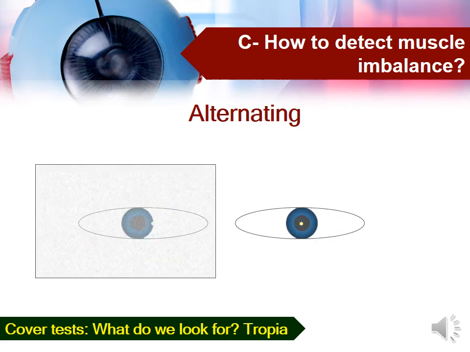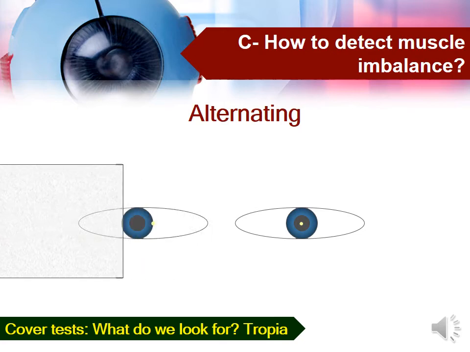You can repeat that again by now covering the right eye. The left eye will move to regain fixation, while the right eye will deviate out. If you take off the cover, the eye will again remain in this new position with the right eye divergent. This means that the strabismus is freely alternating.